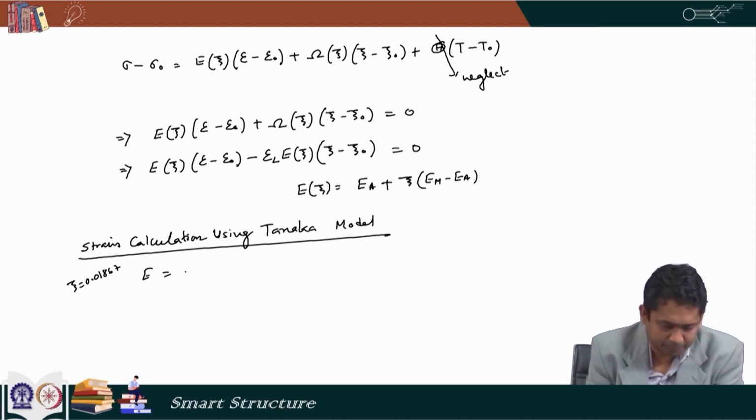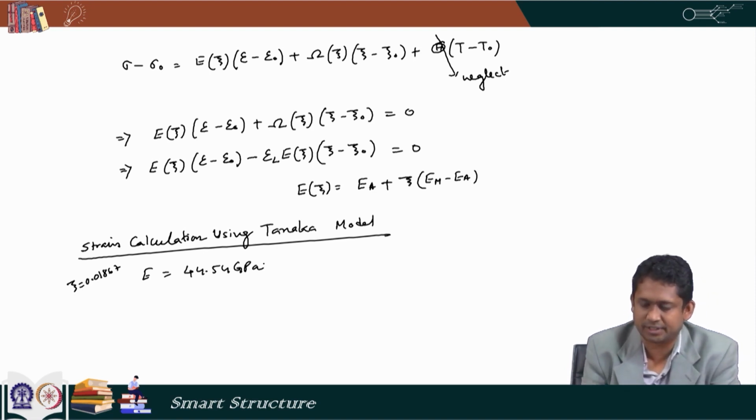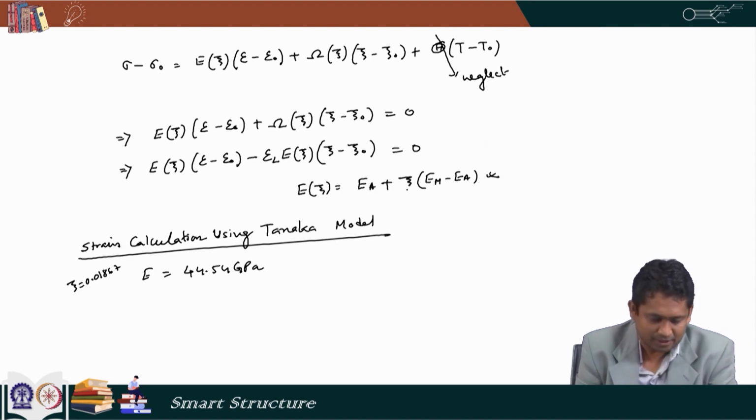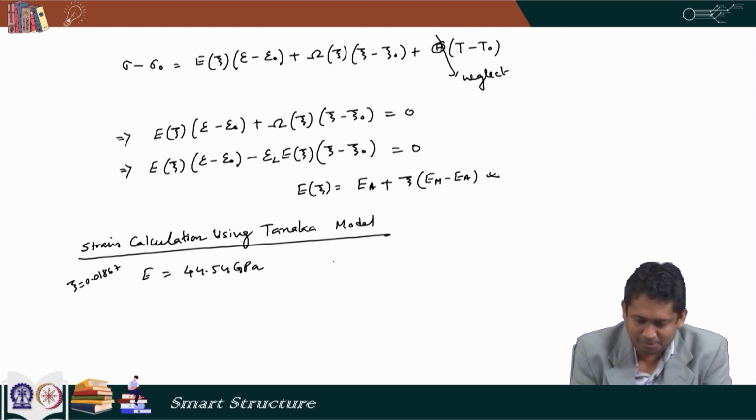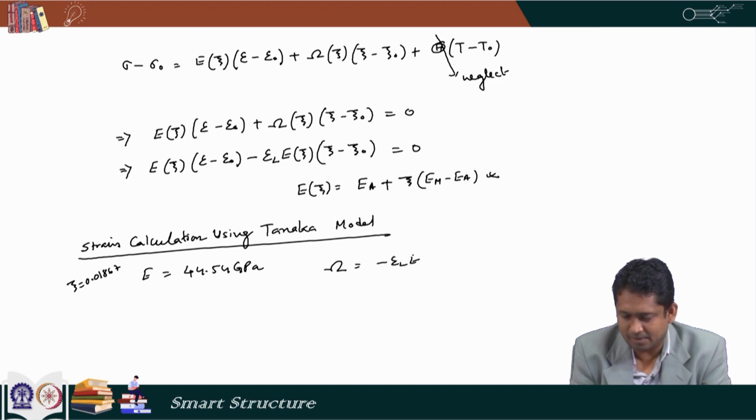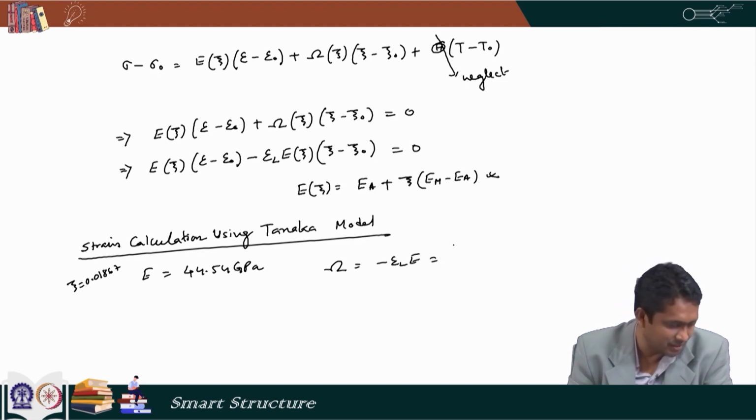And that is 44.54 GPa. We are just using this equation and we are putting xi is equal to 0.01876. So, naturally omega becomes minus epsilon E, and that comes as minus 2.984 GPa.